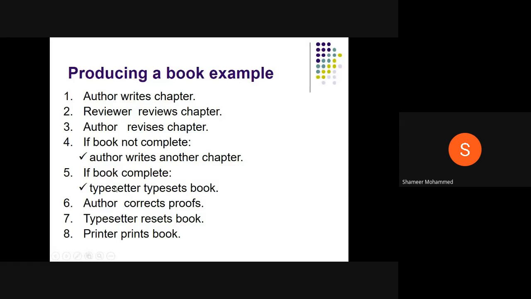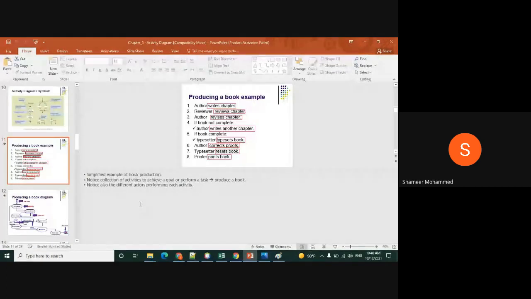Another person will be there who will type the book. After typing the book, author will correct the proof, meaning spelling mistakes, grammar mistakes, such types of mistakes, that will be corrected. Then finally the typesetter will reset the book. He will make it ready for printing. Last step is to print the book. These are all the activities for one use case.